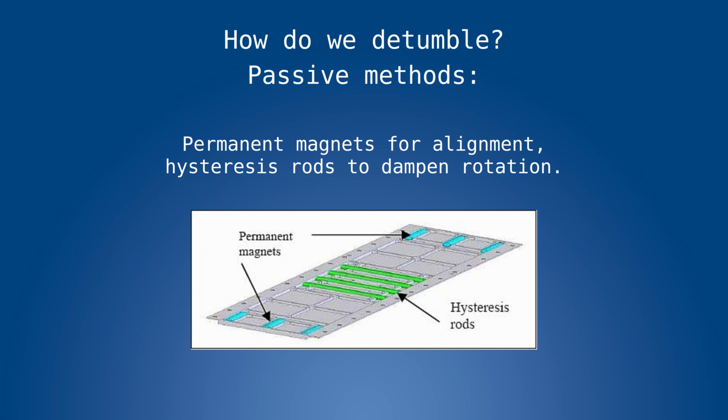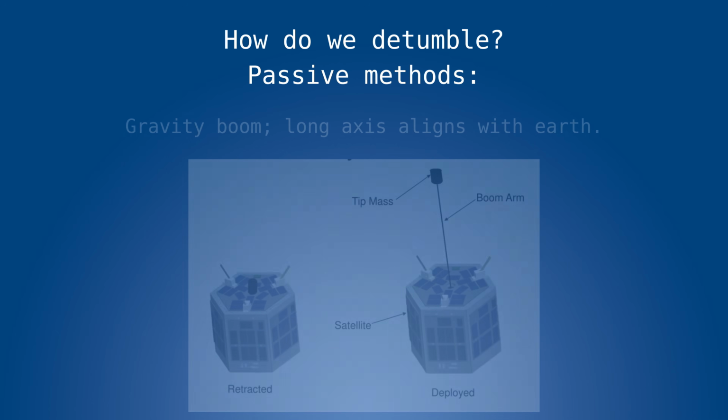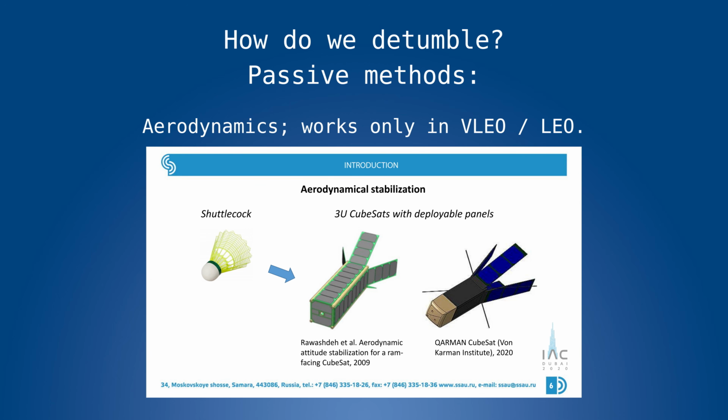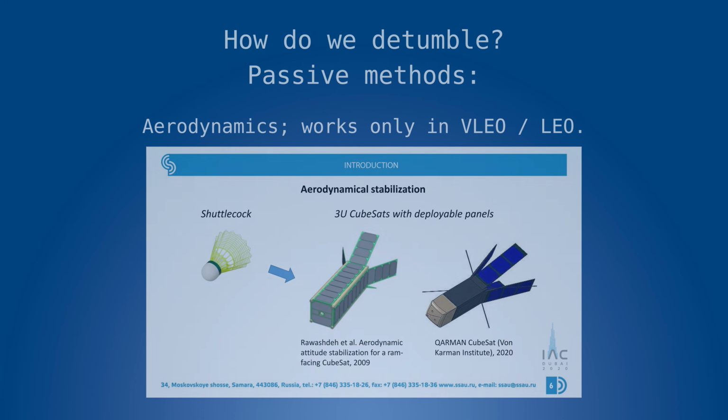This could be done with passive attitude control mechanisms like magnets and hysteresis rods, gravity gradient booms, and in low Earth orbit even aerodynamics. These are very clever approaches because they don't need any battery power or software to work, but they are also kind of limited in that they will stop the tumbling motion, but we won't be able to actively control where the CubeSat is pointing.